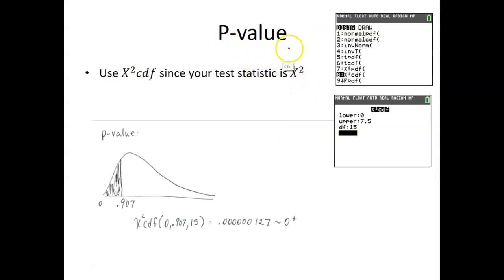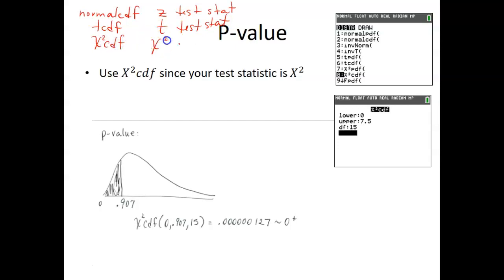Okay, we want to find our p-value. So just like you use a normal CDF when you have a Z test statistic, use a t-CDF when you have a t test statistic. You're going to use a chi-squared CDF when you have a chi-squared test statistic. Okay, so the chi-squared CDF is on the same list with the normal CDF and the t-CDF. You'll go down to number 8, you'll see your chi-squared CDF.